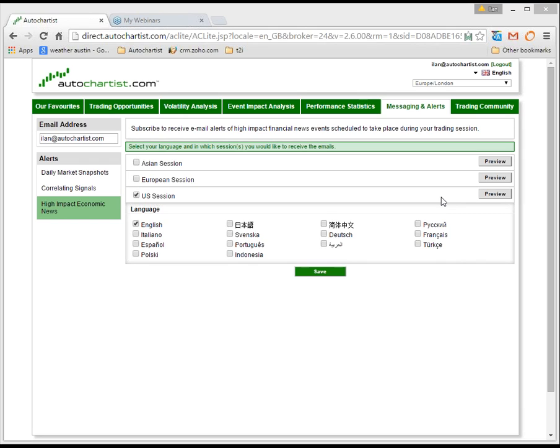Carlos, the Autochartist service does not cost anything. It is free of charge. It is provided to you by your broker. So depending on who your broker is, you will get it free of charge. If you don't know if your broker provides it, please send us an email, support@autochartist.com, and we'll let you know how to get it specifically through that broker.